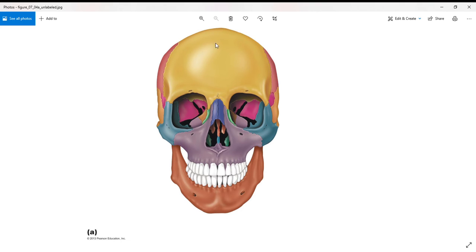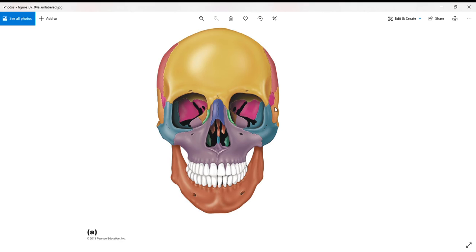That's the parietal bone right there. The back of the head is the occipital bone, which you can't see from here. This is the sphenoid bone right here, kind of like the temples, what we call the temples. This is the temporal bone.